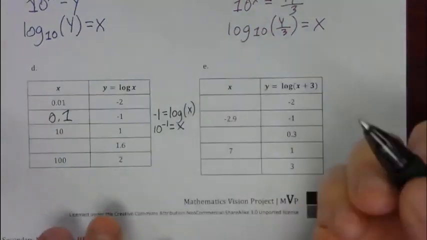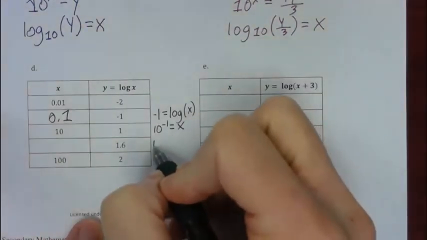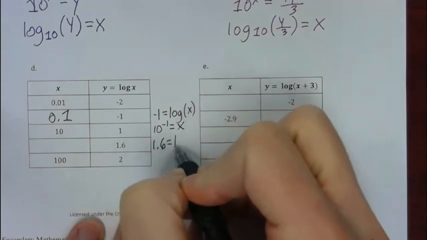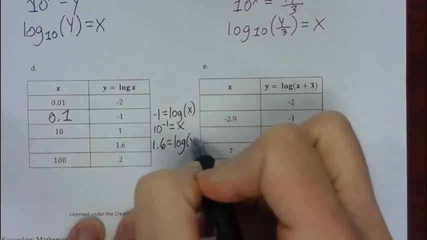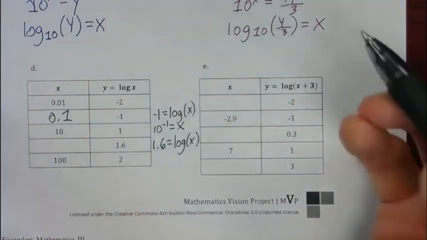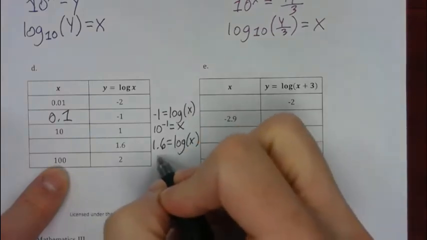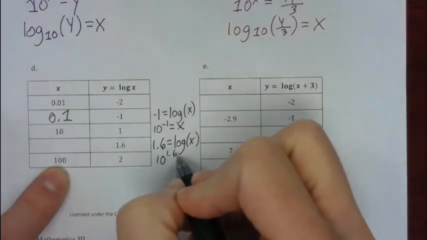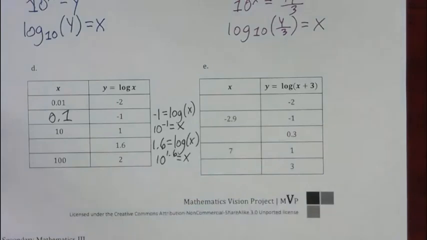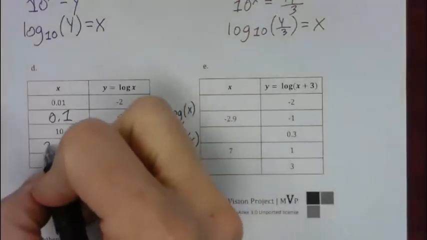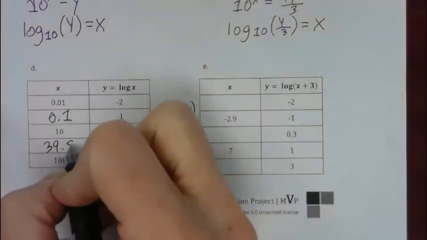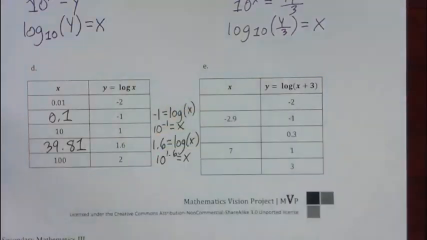And then the second one, also pretty straightforward. We now just have 1.6 is equal to log of x. And so now that's 10 to the 1.6 equal to x, and 10 to the 1.6 power in our calculator is 39.81. So we're able to fill in that.